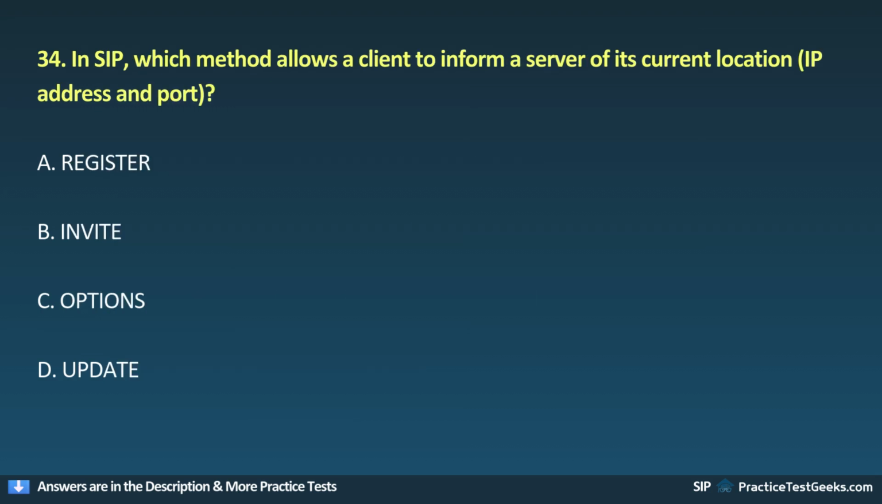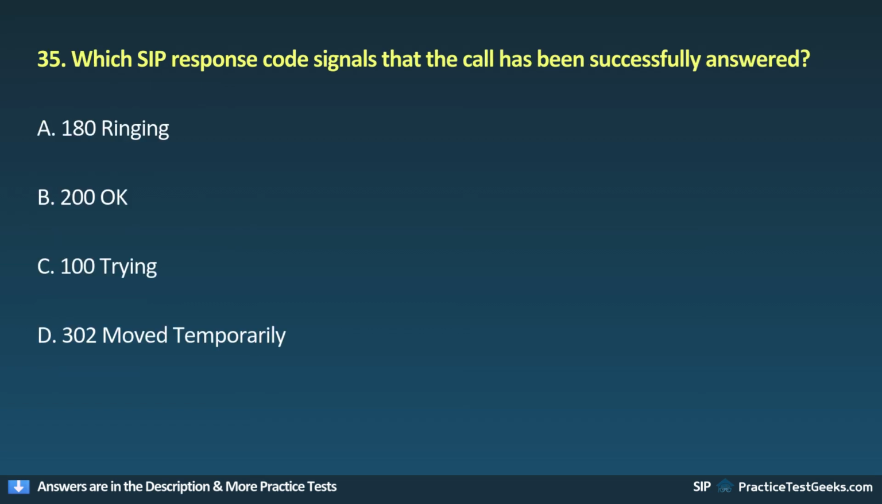34. In SIP, which method allows a client to inform a server of its current location, IP address, and port? A. REGISTER. B. INVITE. C. OPTIONS. D. UPDATE.